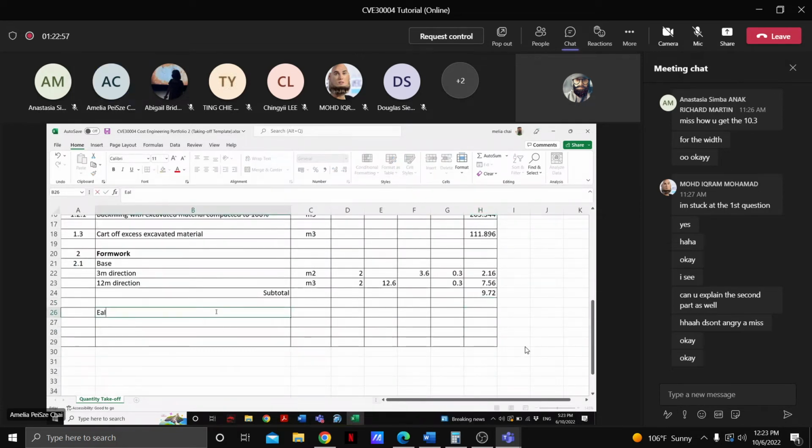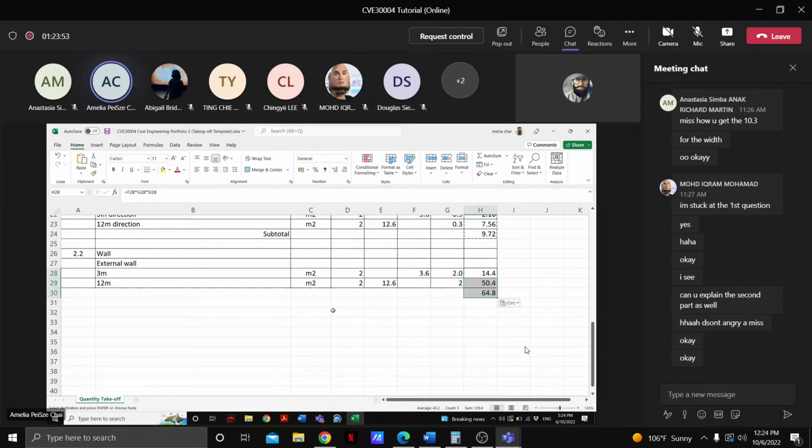Then we have your wall. So for wall, we have 12 meter. Okay, external wall. External wall, we have 3 meters and also the 12 meters. Two and two, same as this. Oh no, just copy and paste. Here is 2 meters high, 2 meters high. Paste it down.